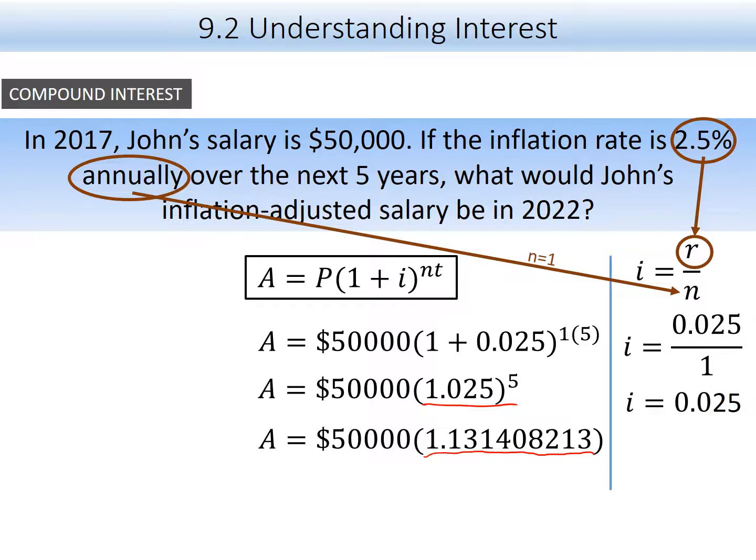You do need to practice this. And once you get that number, you'll multiply it by 50,000, and that'll give you $56,570.41. Practice doing that entire calculation in your calculator.